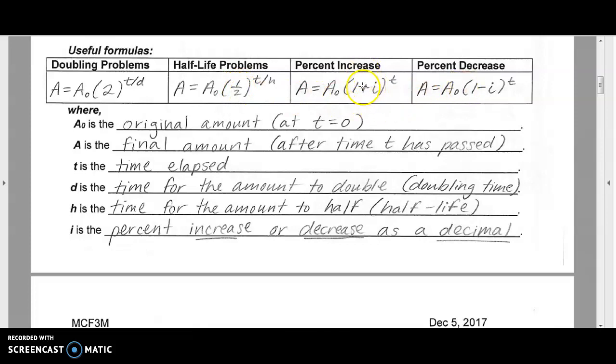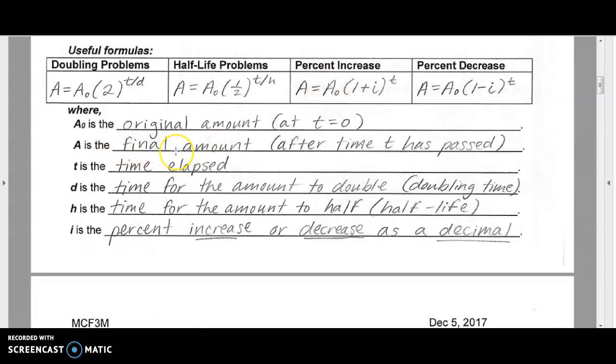Increase is represented here because we're adding, and here decrease is because we're subtracting. So what do all of these variables mean? This A with a little 0, or A naught, is the original amount that you start with. In the example of the cells, we had 3 cells to start with. In the example of the summer earnings, we had 1,200 to start with, so that would be 1,200.